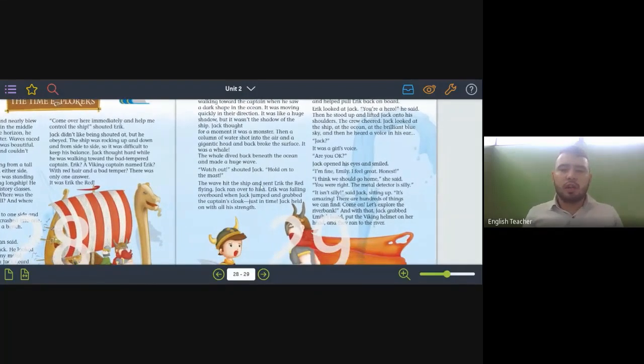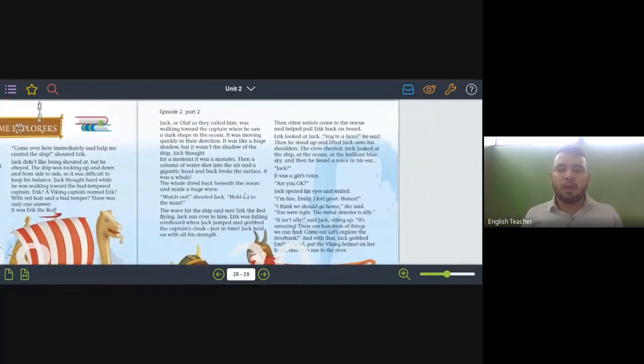"Watch out!" shouted Helm. "Hold on to the mast." The whale hit the ship and sent Eric the Red flying. Jack ran over to him. Eric was falling overboard when Jack jumped and grabbed the captain's cloak. Just in time, Jack held on with all his strength. Then other sailors came to help pull Eric back on board. Eric looked at Jack. "You are a hero," he said. Then he stood up and lifted Jack onto his shoulders.